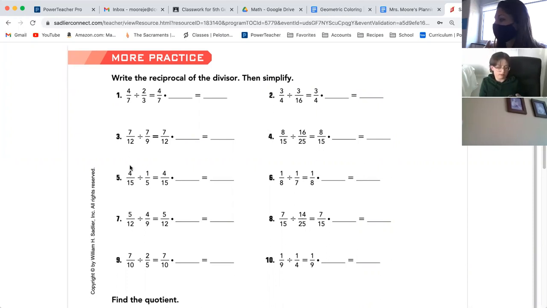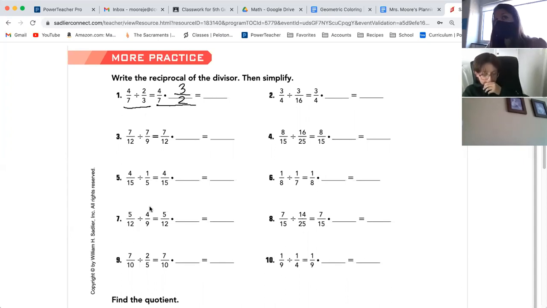problem. So if you want to look right here at number 1, notice how the division problem is written first. And then right here, we're rewriting it as a multiplication problem. So remember, we're keeping the dividend as it is. We're changing the division symbol into a multiplication symbol. And then we're changing the divisor to be the reciprocal of the fraction that it was.